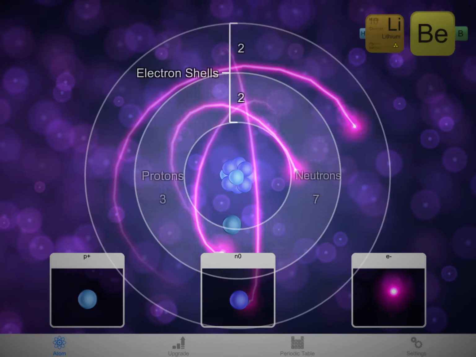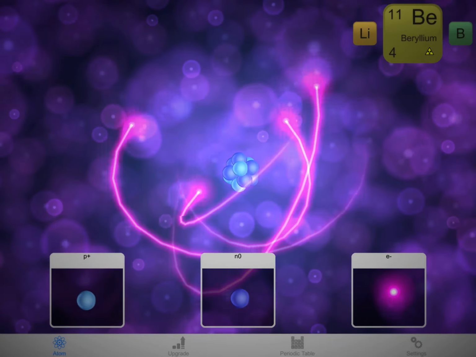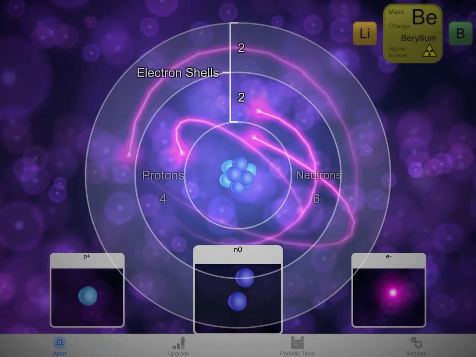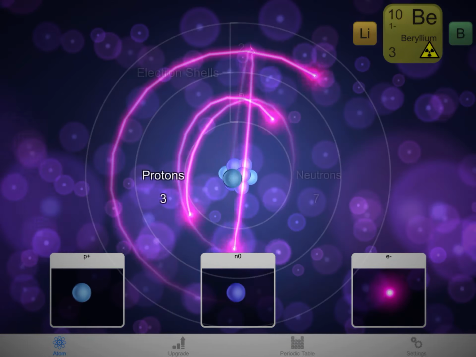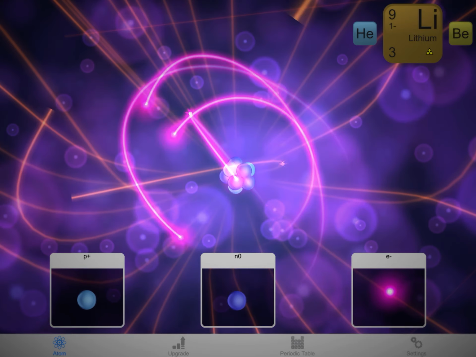Let me get the right number of beryllium. I think I've added too many. There we go. We'll talk about this radioactivity in a minute. Come on, where are you? I'm putting them in the wrong place. There we go. No. Back to lithium. All right, it blew up.